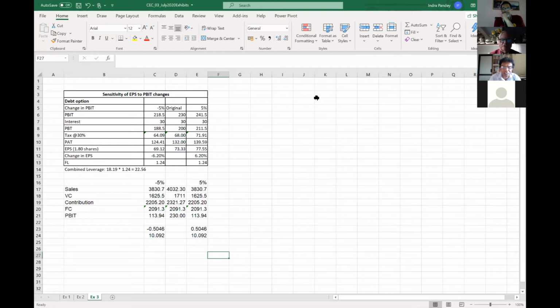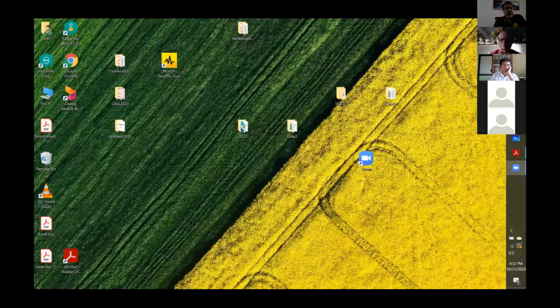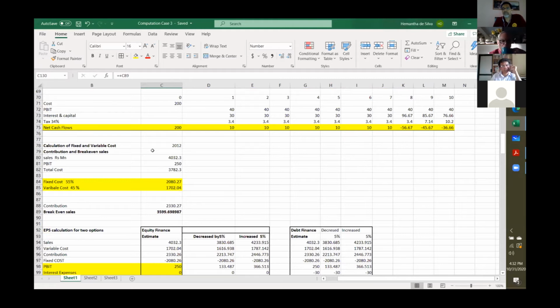So shall I share my calculation? Yes, you can share. Hemanta, you haven't shared your screen. Share. How I deduce in this: for 2032, the profit before interest and tax, 250, I deducted from the total cost. Then I calculated the fixed cost because of this project. After that, fixed cost was 55%, variable 45%. Out of that, contribution was calculated. Then I calculated break-even sales.